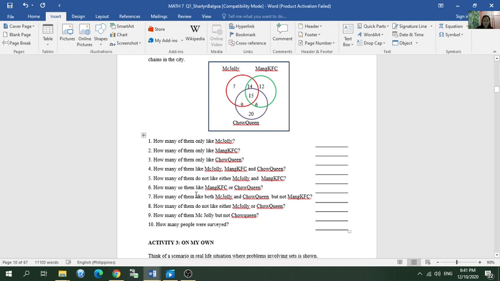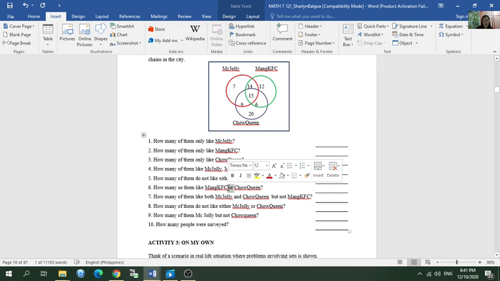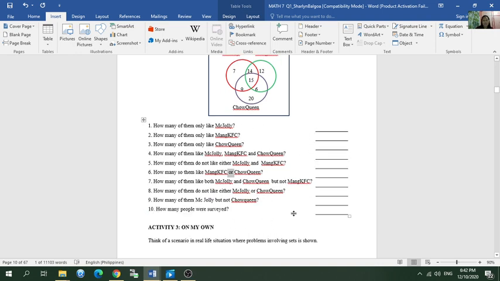Same true to question number 6. How many of them like Mang KFC or Chowquin? What do you mean by the word or? Okay, is it a union or intersection? Okay, and we have also for number 7, how many of them like both Mac Jolly and Chowquin but not Mang KFC? Okay, so lahat ng mga question na ito ay nagfo-fall siya doon sa YouTube na inyong pinanood.